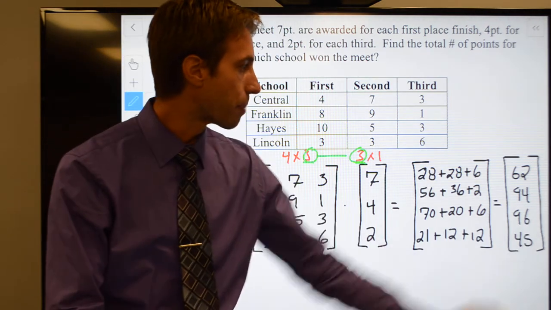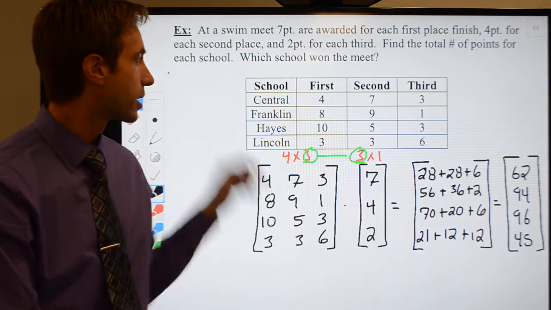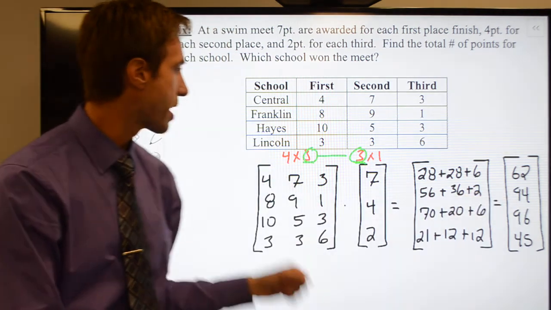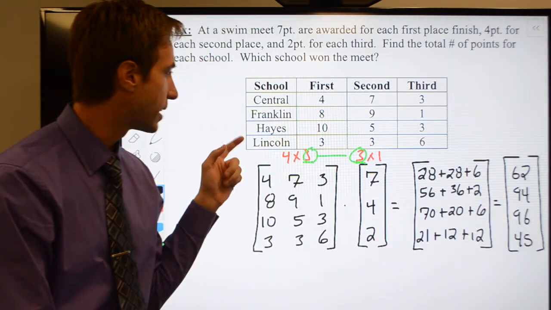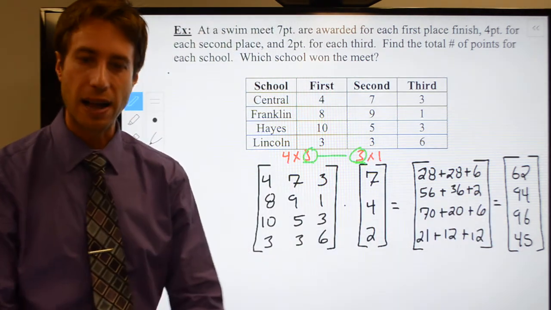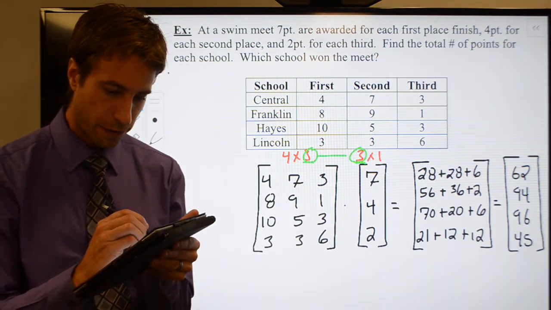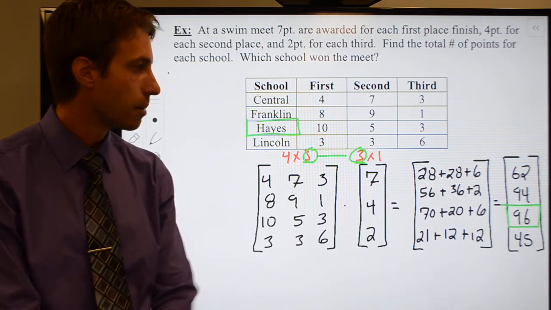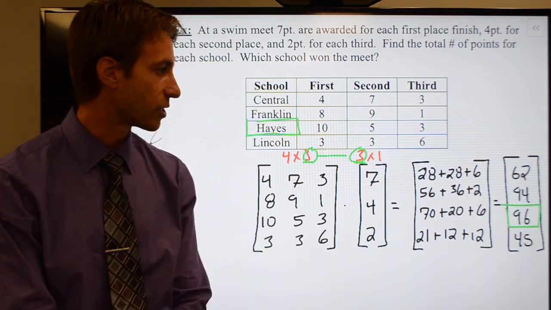So this is my product matrix, and here's the way it works. Central High School scored 62 points. Franklin High School scored 94. Hayes scored 96. Lincoln scored 45. Who was our winner? Sure enough, Hayes was our winner with 96 points, right? They scored the most points at this swim meet.